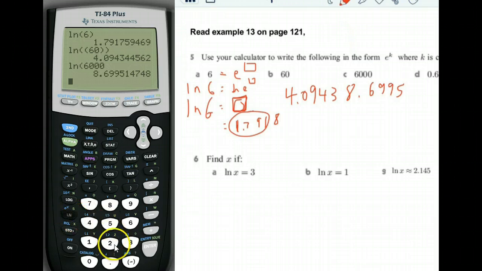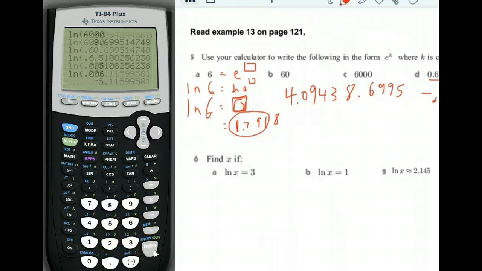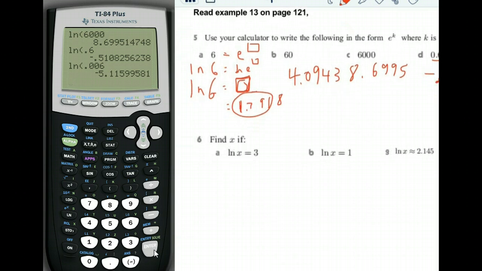Now 0.6. Natural log of 0.6 is negative 0.5108. Since it's a number smaller than 1, it'll give you a negative log, right? Then 0.006. Natural log of 0.006 is negative 5.1160.